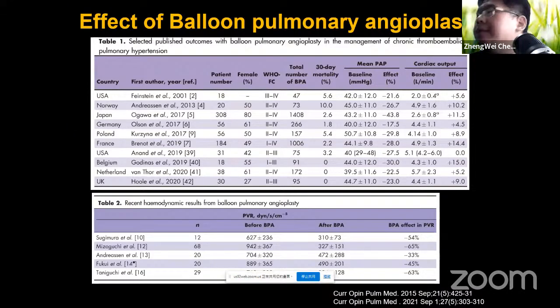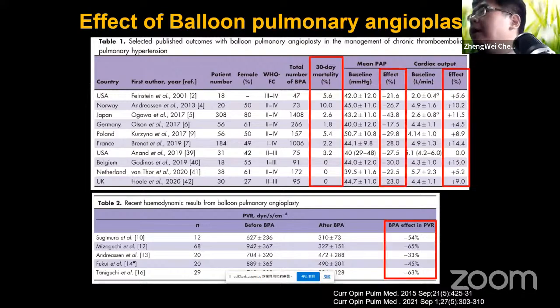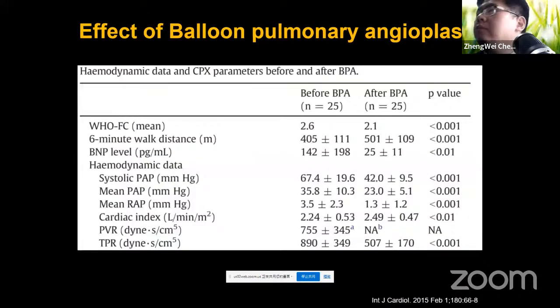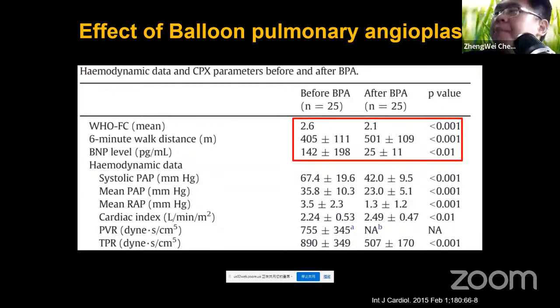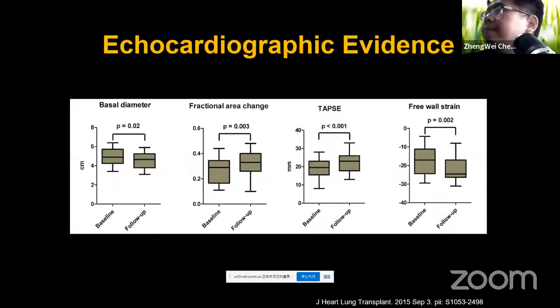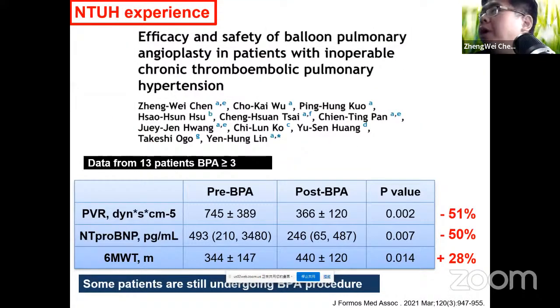After BPA, the hemodynamic parameters, including PAP, cardiac output, and pulmonary vascular resistance, all improved significantly, and the 30-day mortality has decreased in recent years. Others like WHO functional class, 6-minute walking distance, and BNP level also improved a lot, and the echocardiography parameters also show significant improvement. In our hospital, we also showed improvement of these parameters, and it showed very good efficacy.